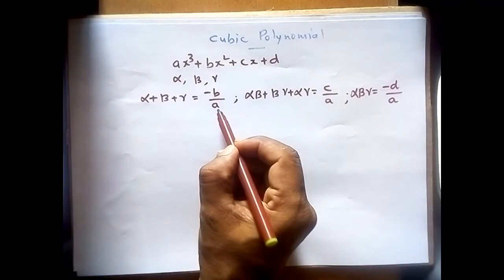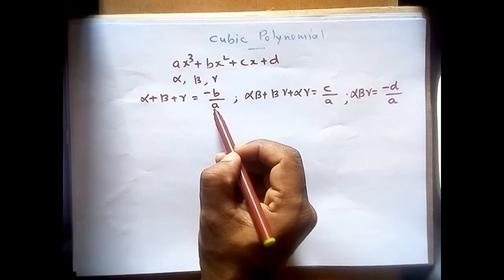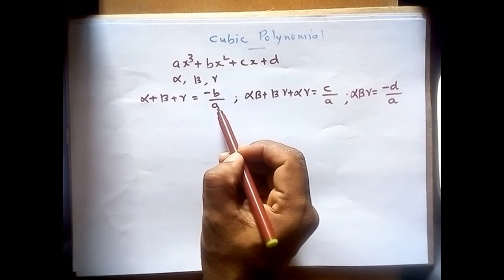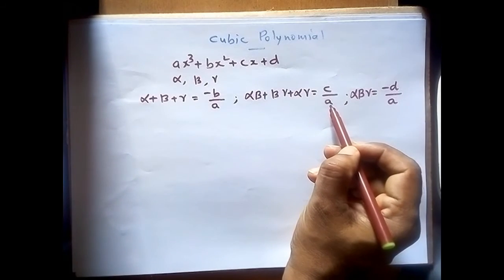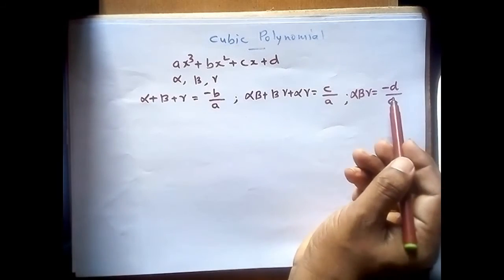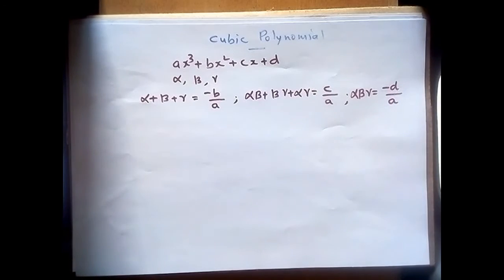You can notice one thing, the sign is getting alternately changed. So first is minus b by a, as we have seen in the case of quadratic polynomial. Then it is changing to positive sign, c by a. Again it is going to the next coefficient. When it is going to the next coefficient, it is minus d by a.